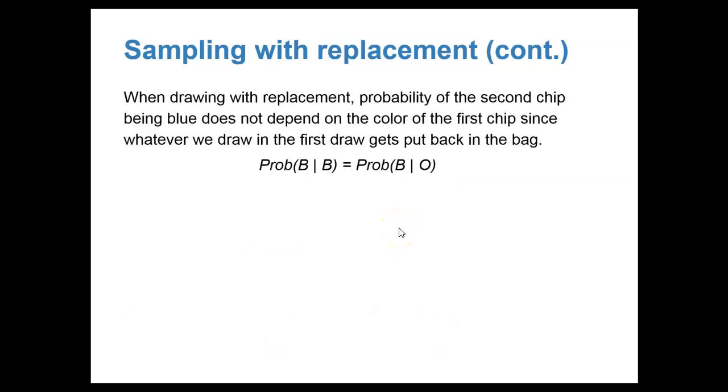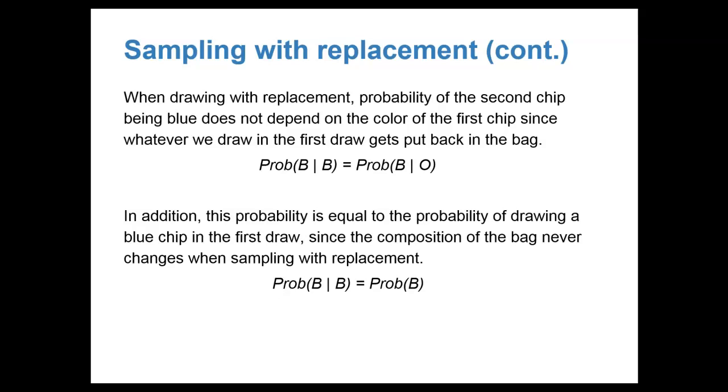So let's summarize everything that we've seen in these examples of sampling with replacement. When drawing with replacement, the probability of the second chip drawn being blue does not depend on the color of the first chip that was drawn out of the bag, since whatever we draw in the first drawing gets put back in the bag. We can see that summarized with the conditional probability notation shown below, where it says that the probability that the second chip drawn is blue, given that the first chip drawn was blue, is exactly the same as the probability that the second chip drawn is blue, given that the first chip drawn was orange, with the assumption again that in between the drawings, we are putting the first chip back in the bag.